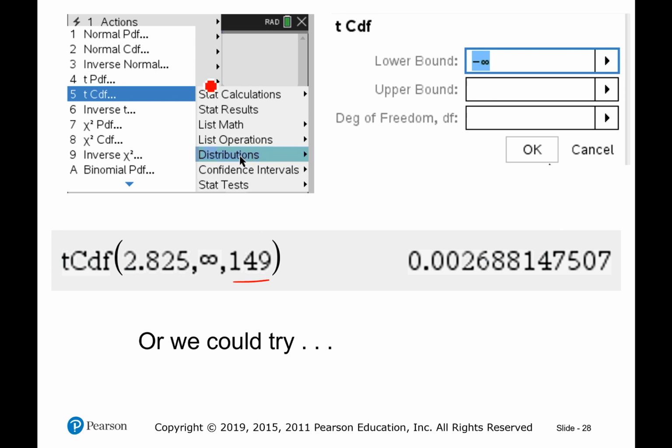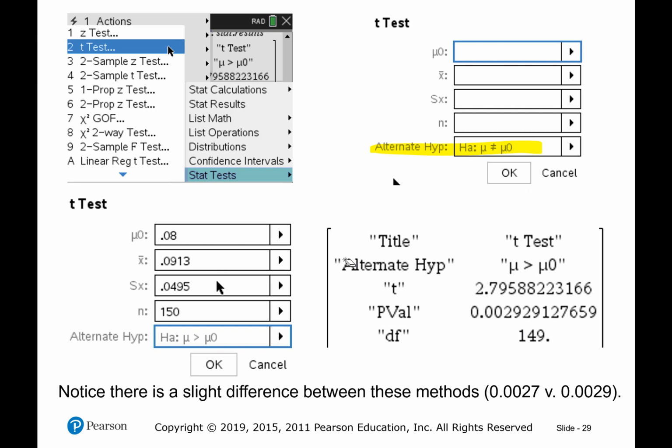Again, with statistics, distribution, and the t cumulative distribution function. Or we could go statistics and go down to the stats test. And this time we're doing a t-test, not a z-test. Don't go to the prop. Don't go to the sample. Go to t-test. It's option number 2. Don't go too far down. Okay? Again, the prop is short for proportions. We're not doing proportions this time. We're doing means.